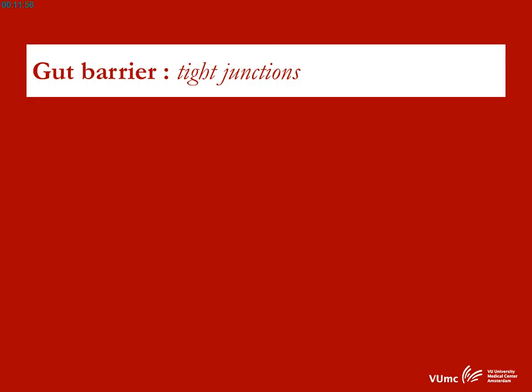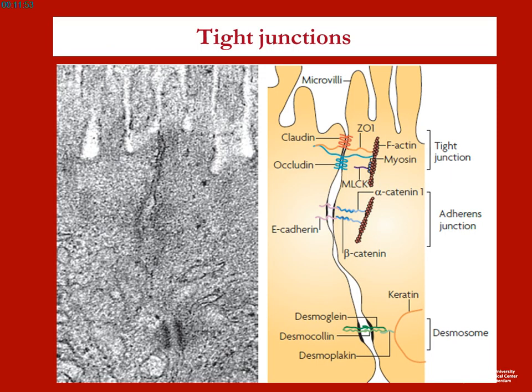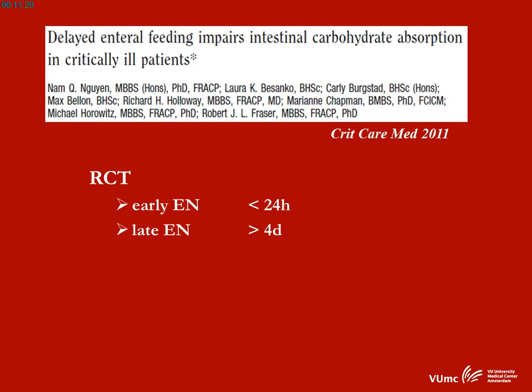Well, tight junctions are crucial for the gut barrier. You see just at the base of the microvilli are the tight junctions which fuse adjacent cells. There are several molecules, claudin, occludin, zonula occludens 1, and F-actin, which are important for the function of the tight junctions. If we look at what happens with just fasting, so nil per mouth, starting enteral nutrition on day 2 or 3, this is what happens.